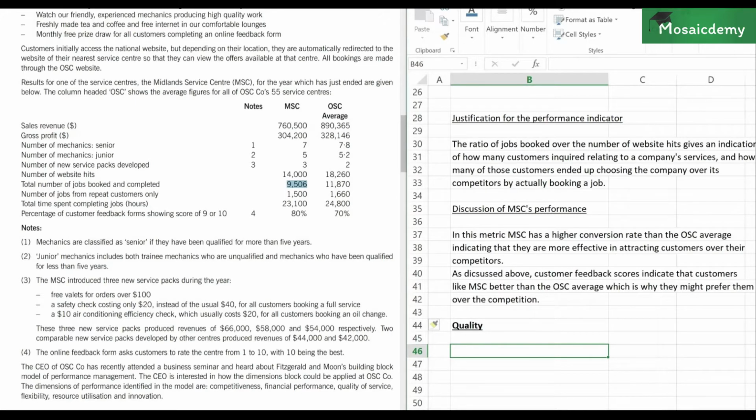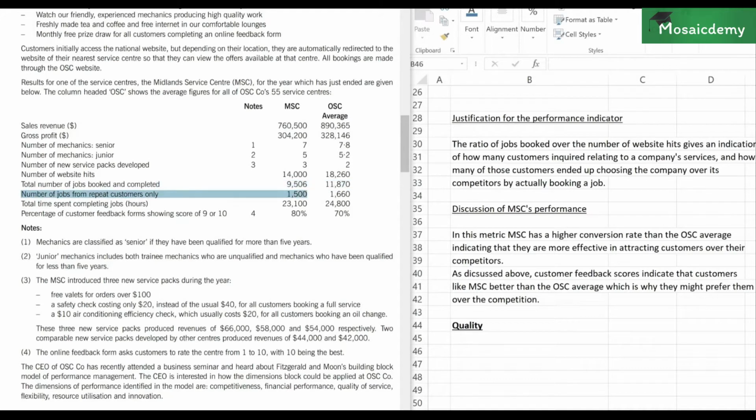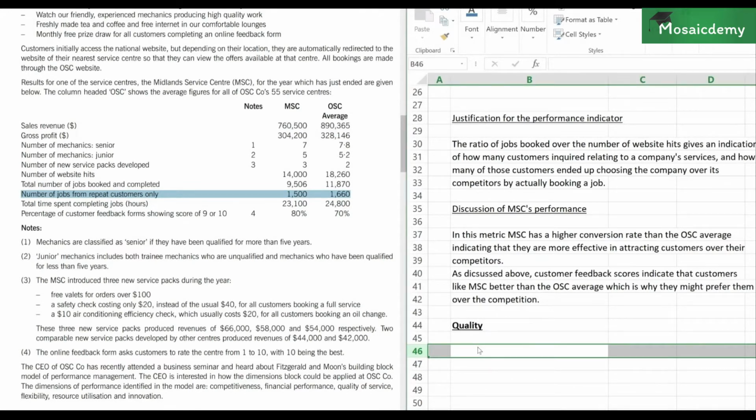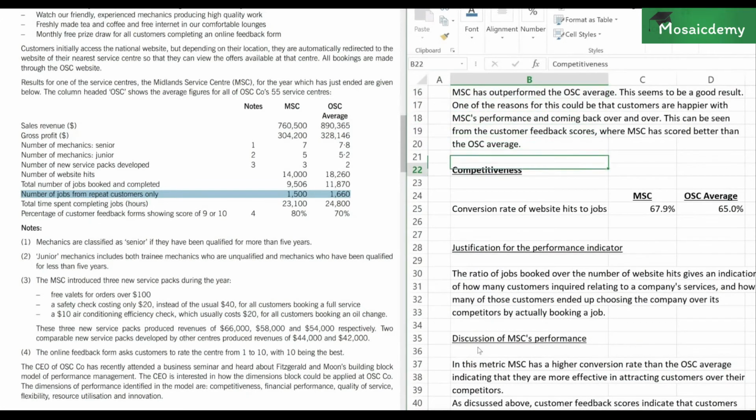So apart from feedback scores, other things that we can use for quality are repeat sales, right? If a customer is happy with your product or service, they'll keep buying from you. If you like a restaurant, you keep going back to that restaurant. So same story here. And do they have something like that? Yep. Right down here, number of jobs from repeat customers only. Out of the 9,506, 1,500 were from repeat customers. So we can have the percentage of jobs from repeat customers as our metric. Once again, let's just copy the format from above and then use it.